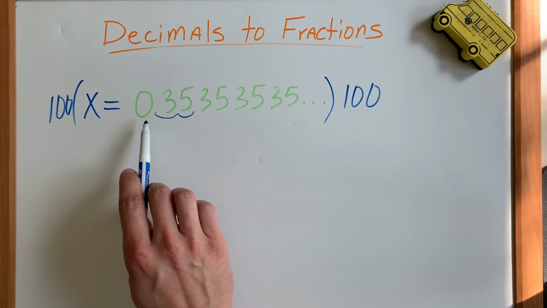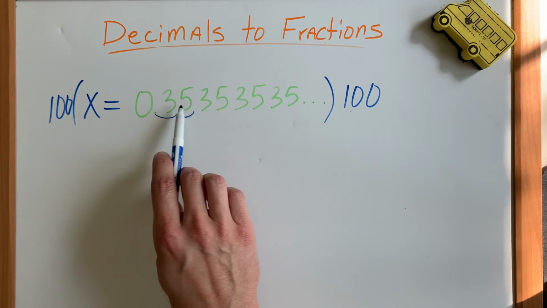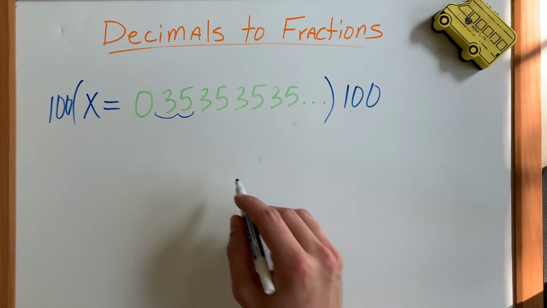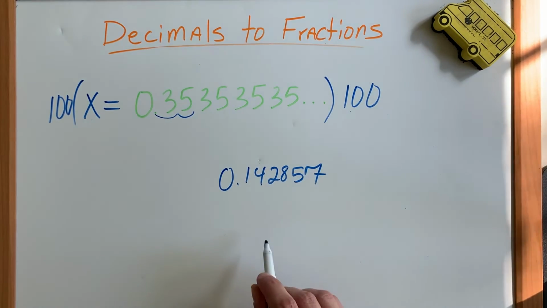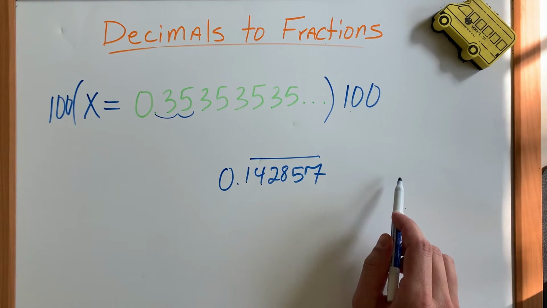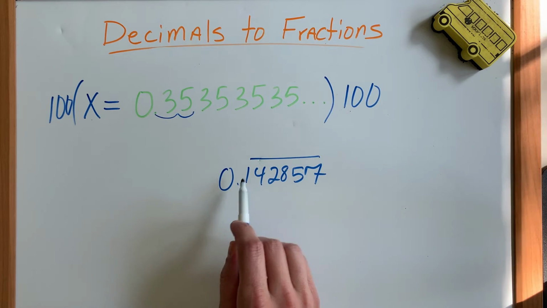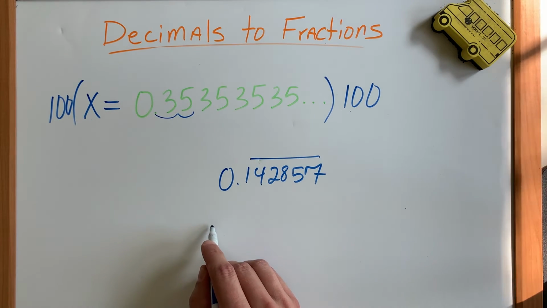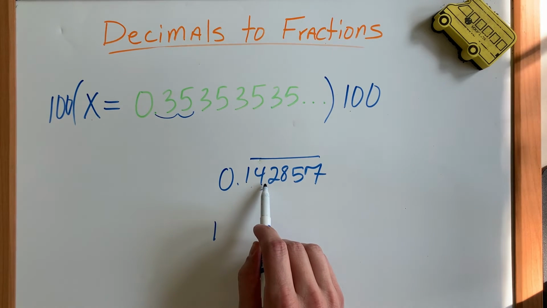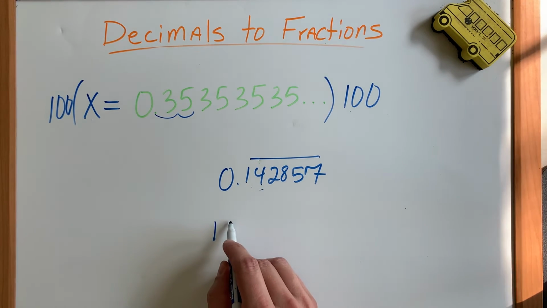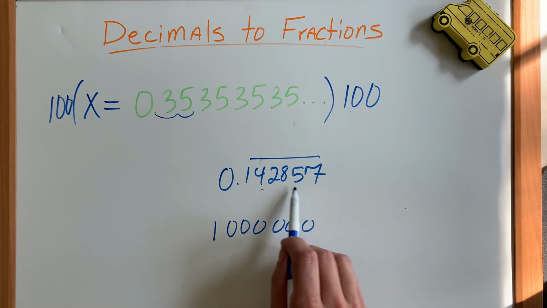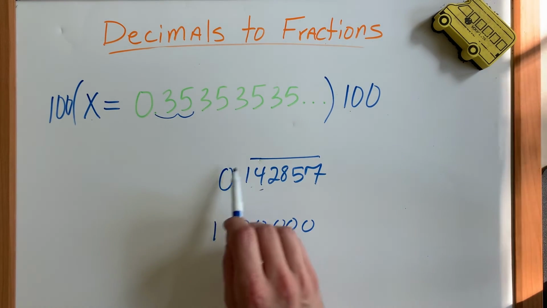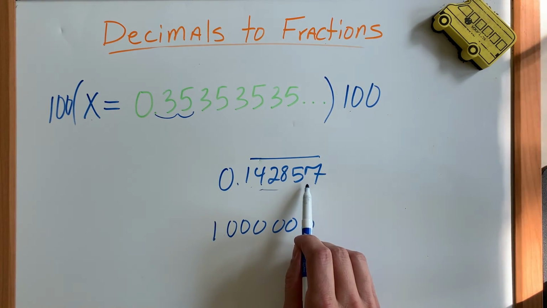And this would be true if you had a single digit that repeated, like 3, 3, 3, 3, 3, 3, 3, or if you had longer digits. If you had 1, 4, 2, 8, 5, 7, and then it repeated, you would have to multiply not by 100, but by 1 with 6 zeros. You'd have to multiply both sides of the equation by whatever number will move the decimal point until you have covered one set of repeating decimals.